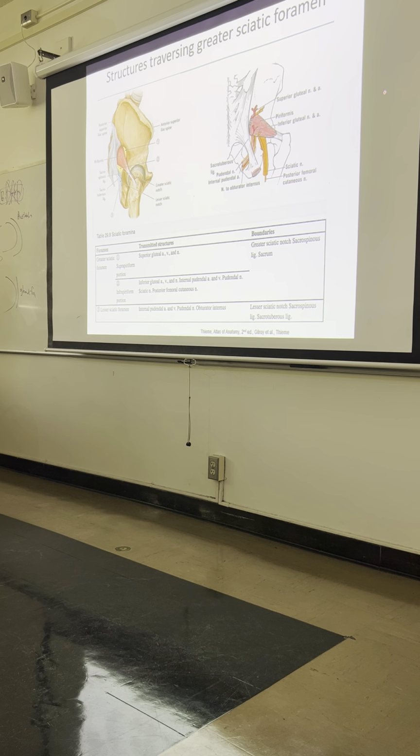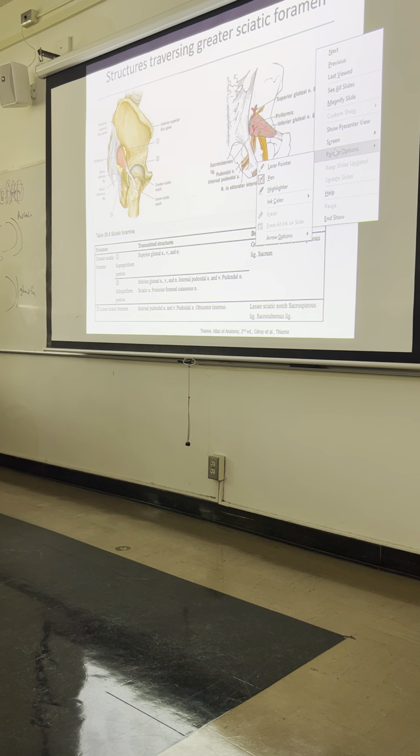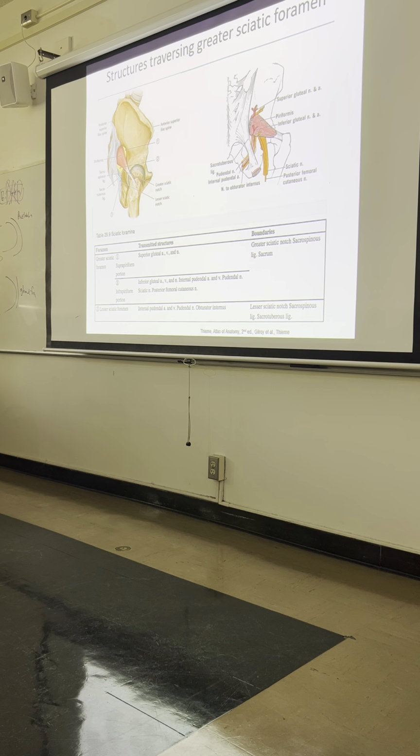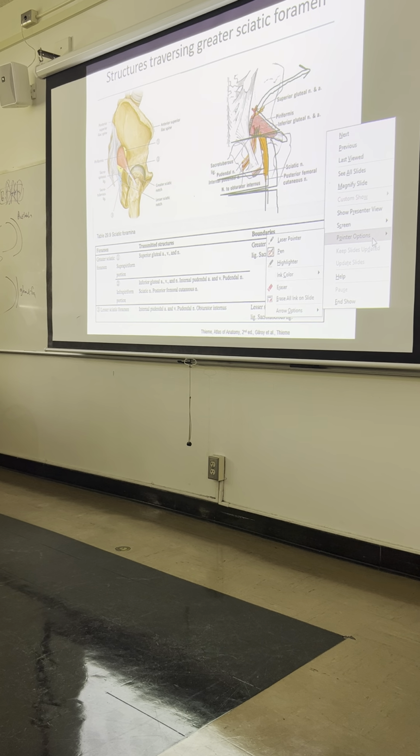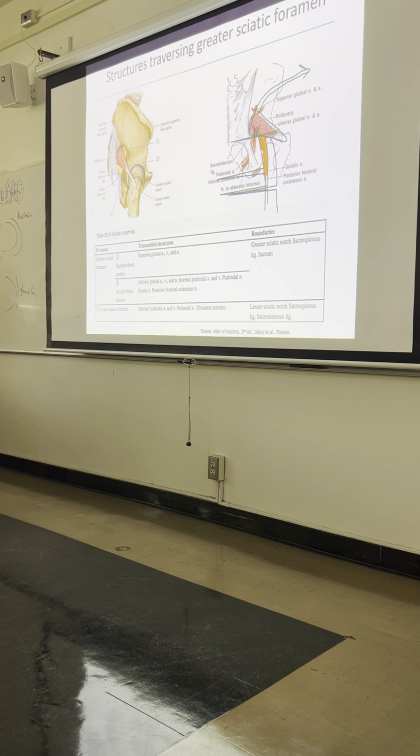So, what's going through the greater and lesser sciatic foramen? Piriformis. Superior gluteal vessels. Remember, we're going to find these because they're coming out above piriformis. Inferior gluteal vessels coming out below it. Sciatic nerve. Posterior femoral cutaneous nerve of the thigh. And then lastly, pudendal nerve. I'll do it in blue. And vessels, internal pudendal vessels.